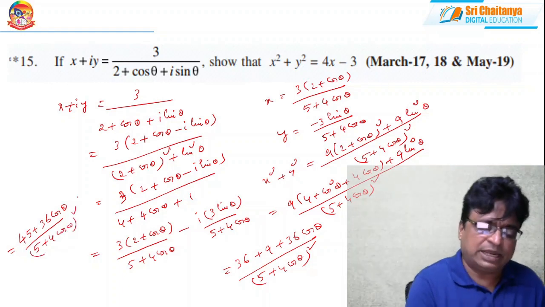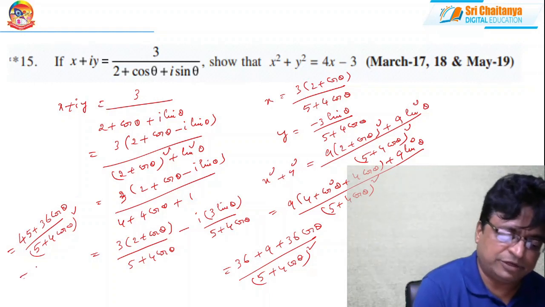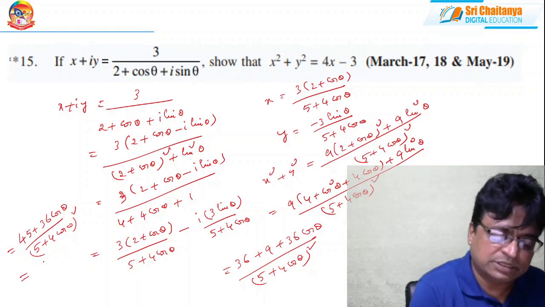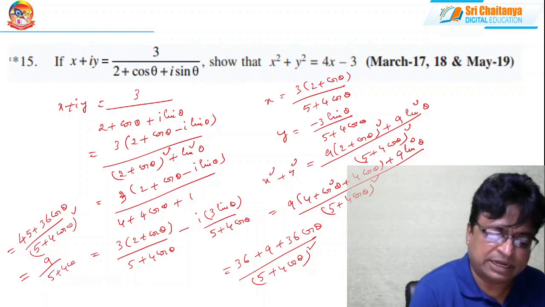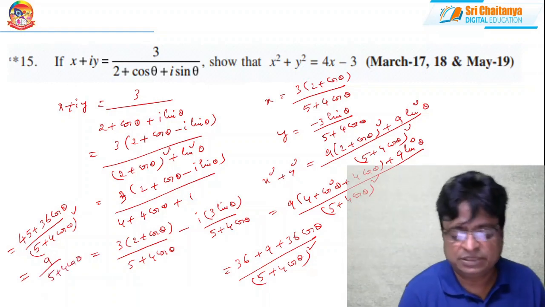Or I can do one thing. I can take 9 as common from the numerator. So this becomes 9 by 5 plus 4 cos theta. I can get it after simplification.